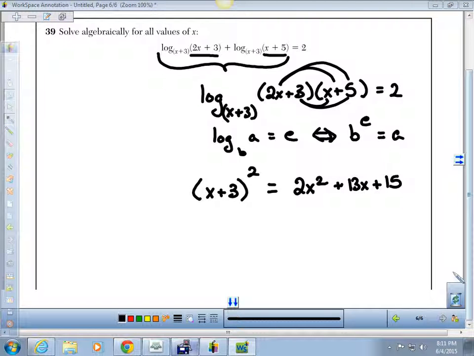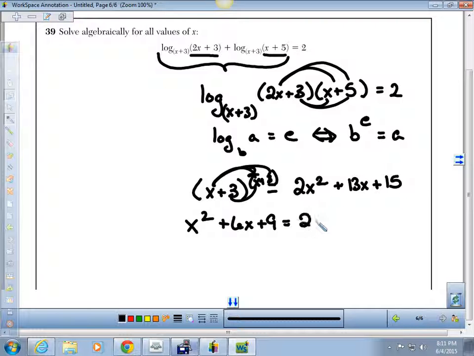What does it mean to square something? So let's do it over here as well. Let's FOIL this out. What's x times x? x squared. Altogether, we're going to have 6x plus 9 equals 2x squared plus 13x plus 15.